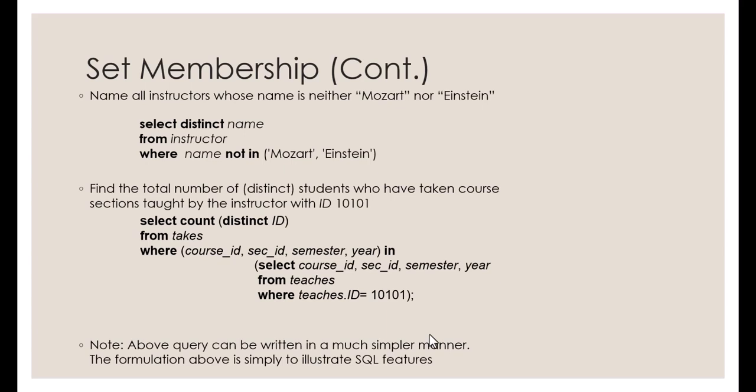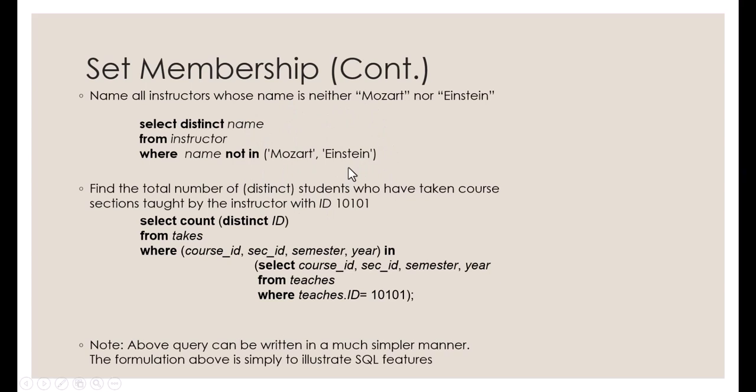We want to name all instructors whose name is neither Mozart nor Einstein. So we're doing select distinct name from instructor where name, so this name is not in, and then we have a set. Okay? So name should not be Mozart or Einstein. Okay, so these are the lists that were returned.